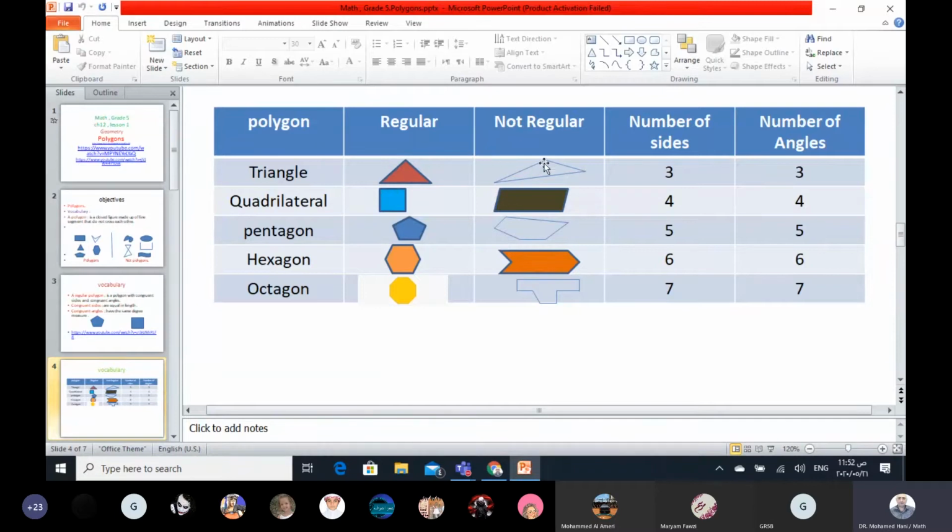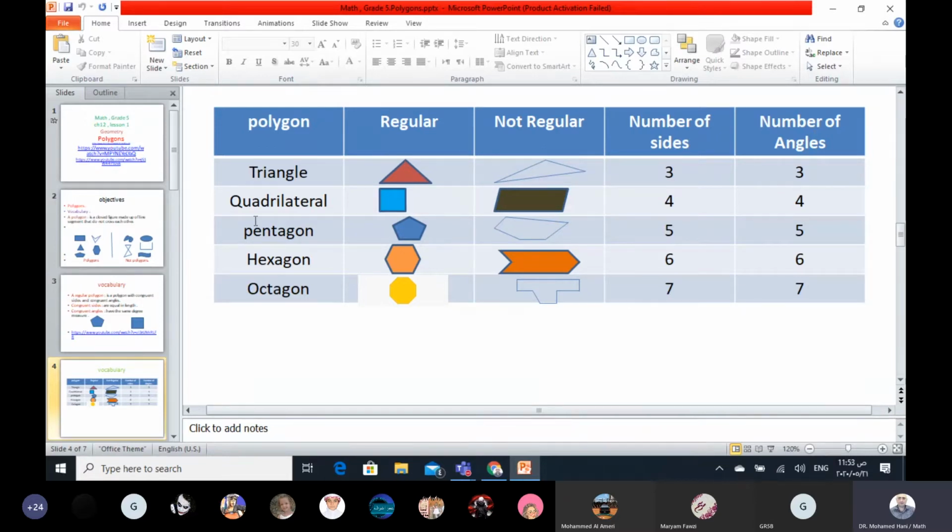This shape here is a triangle, but not regular. Why? Because this side is different than this side, and this side is different than this side, and the angles inside are not equal. So this is not regular. How many sides do you have? Count 1, 2, 3. So we have 3 sides. How many angles? 1, 2, 3. So we have 3 angles.